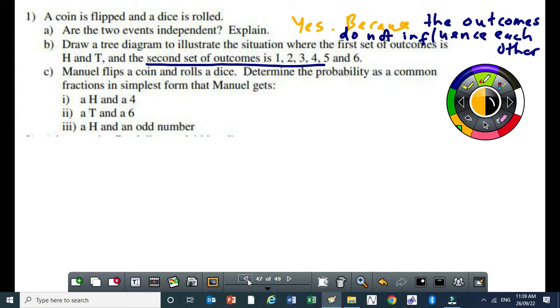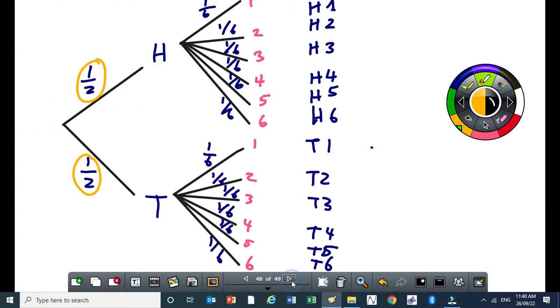So let's answer the question now. Manuel flips a coin and rolls the dice. Determine the probability, as common fractions in simplest form, that Manuel gets an H, and then a 4. Okay? So, go to the tree diagram. The probability of getting H and a 4 out of 12 is going to be what? Number 1 over 12.